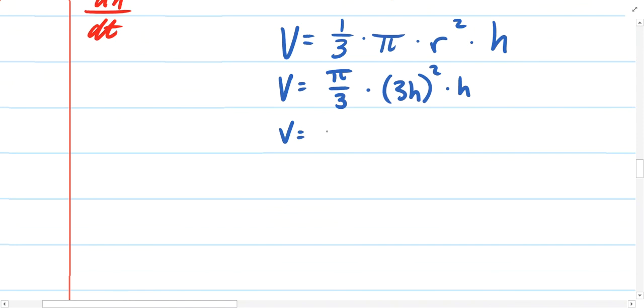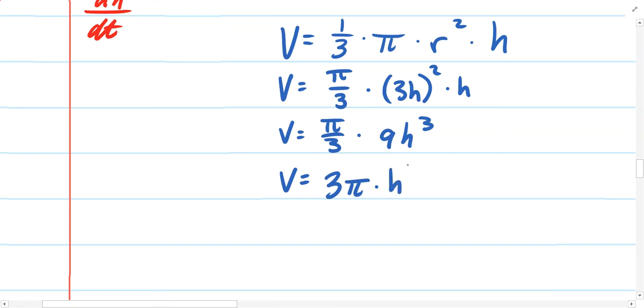And I'll condense this even more. Pi thirds times 9h cubed, because (3h) squared is 9h squared times another h, which makes 9h cubed. And then finally, just to clean it up one more time, this coefficient of 9 times pi over 3 leaves us with 3 pi times h cubed.